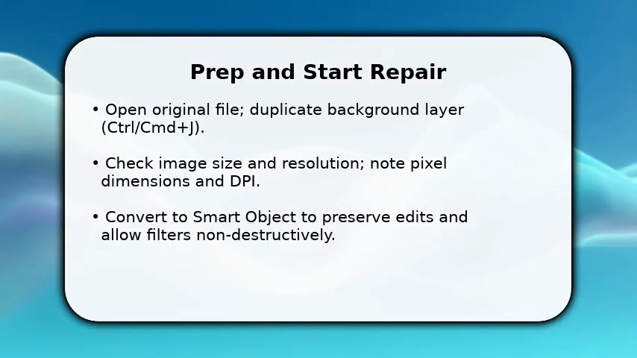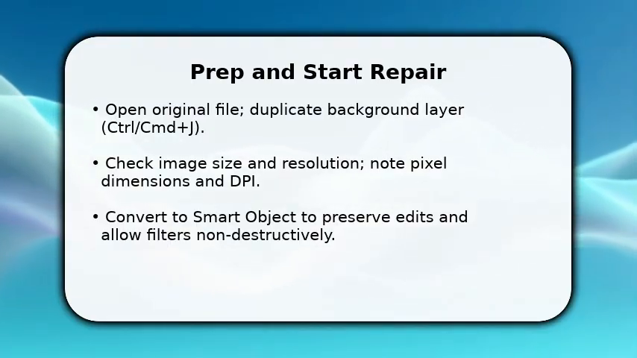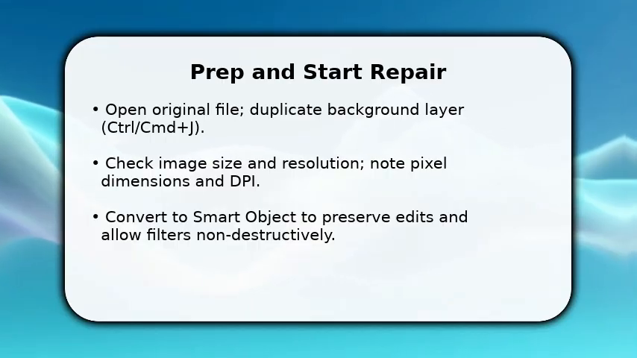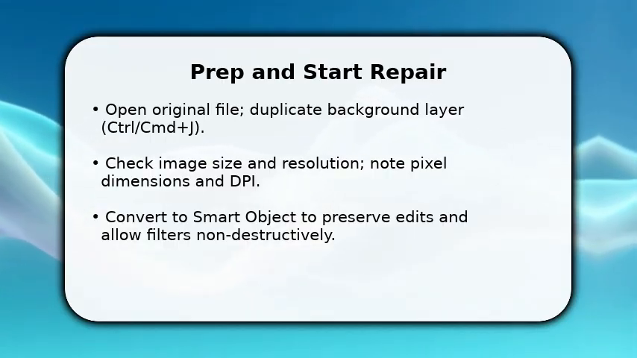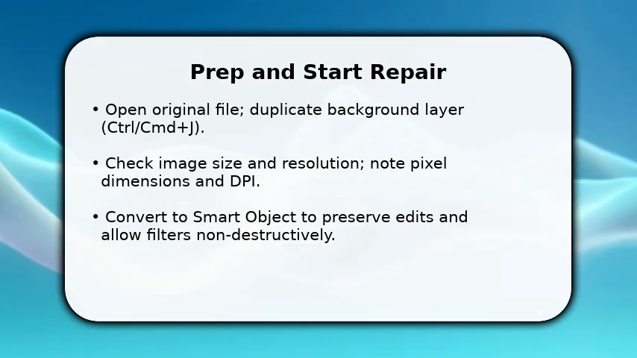You start by making a duplicate layer and converting it to a smart object so every change stays reversible. Inspect image size and resolution, because fixing pixels without knowing dimensions wastes time.